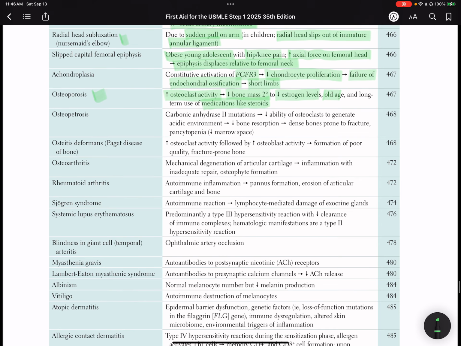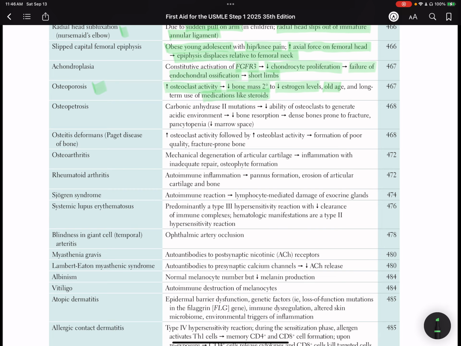What causes osteopetrosis? Pet, pet dog, petrosis. Osteopetrosis is a carbonic anhydrase 2 mutation, causing decreased ability of osteoclasts to generate an acidic environment. Decreased bone resorption leads to dense bone prone to fracture. You also see pancytopenia and decreased marrow space.